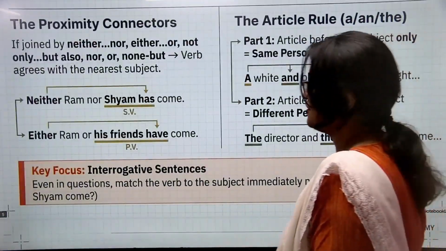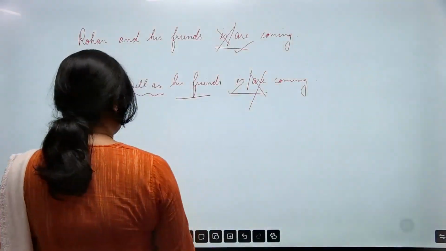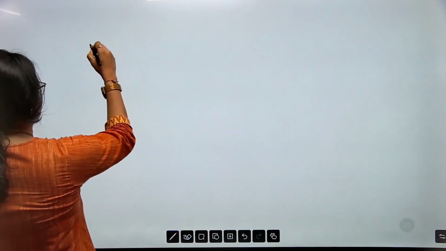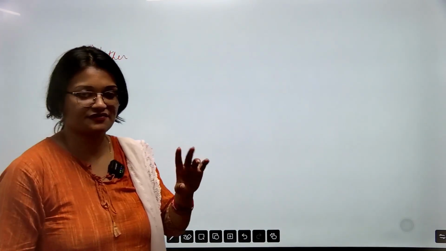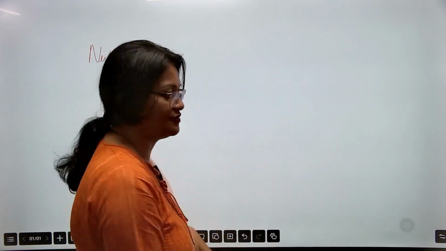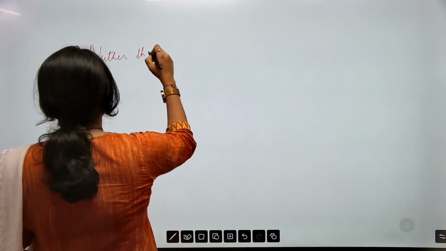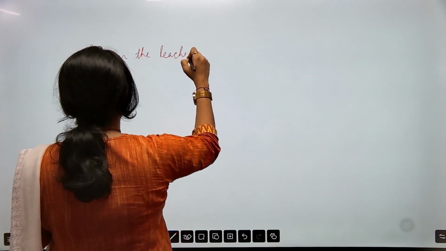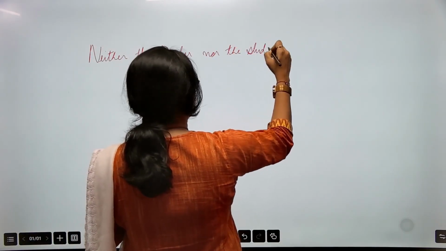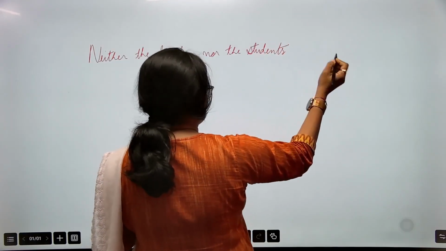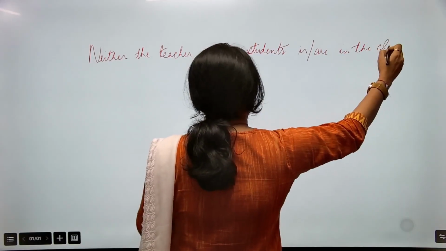This is the neither nor, either or rule. So this is again a very easy rule. Let's see what happens. As we know, neither means there were two people and it's a negative. Neither means none of the two, right? So neither nor. Suppose I'm writing one sentence: neither the teacher nor the students. This one is plural, okay? Students is or are in the class. This is one sentence. We will solve it.